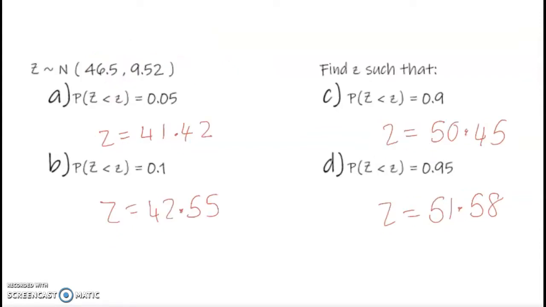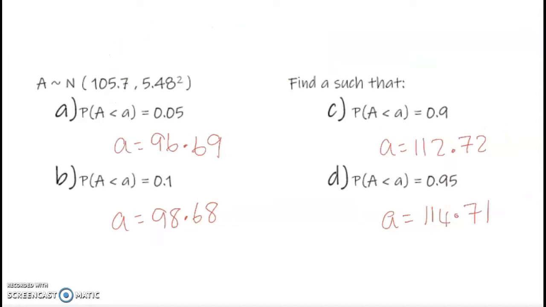For the third question, your Z values, again 46.5 is my mu, 9.52 is my sigma squared, so for sigma we should be doing square root 9.52, and then changing the area for 41.42, 42.55, 50.45 and 51.58.